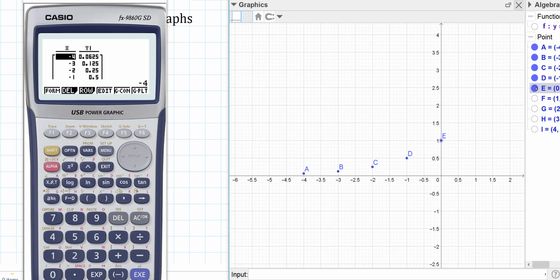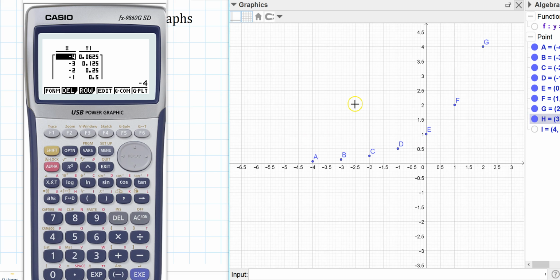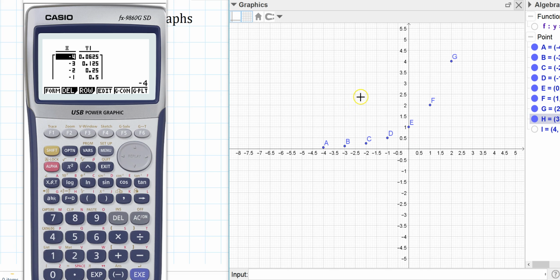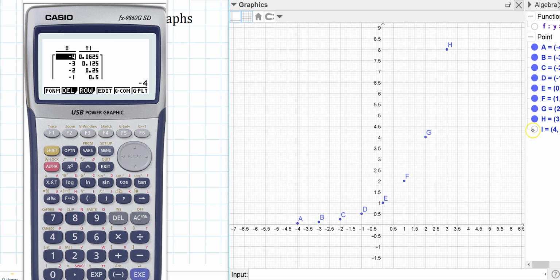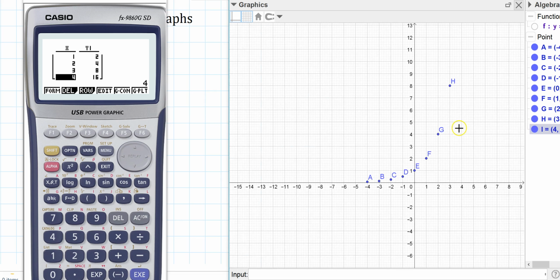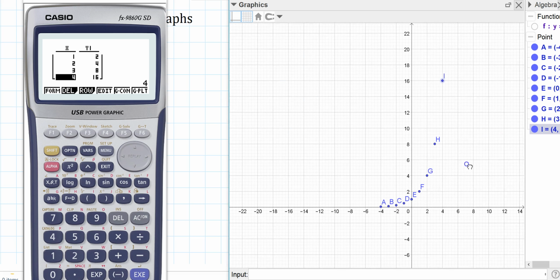When x is 0, y is equal to 1. So when x is 1, y is equal to 2. When x is 2, y is equal to 4. When x is 3, y is equal to 8. We can't see that on the graph. Let's just scroll out a little bit and just shift this down. Okay, there it is. And the last one, when x is 4, y is going to equal 16, and I'm going to have to zoom out even further, and there it is over there.